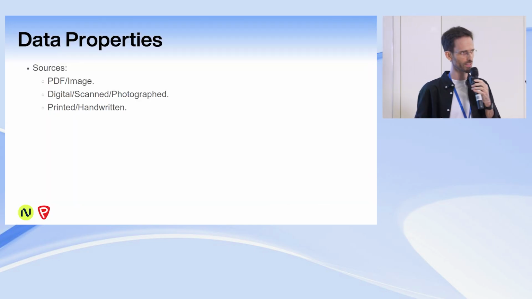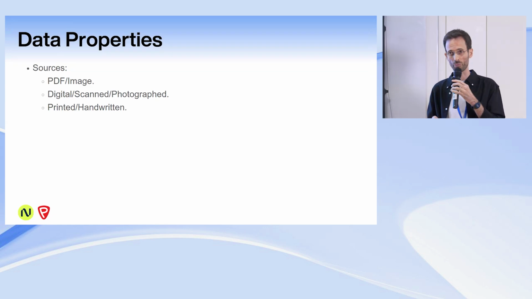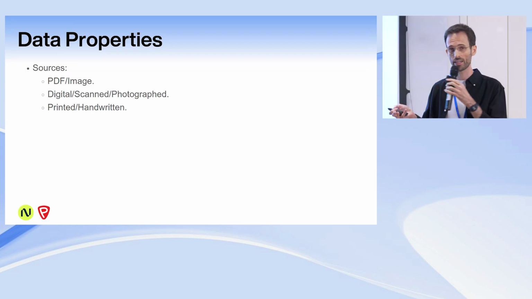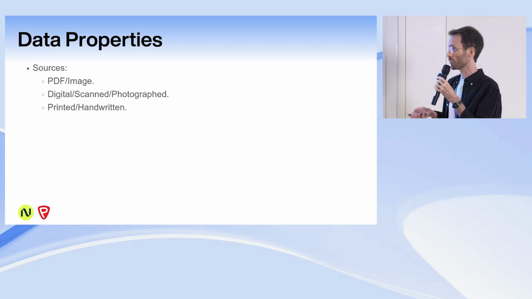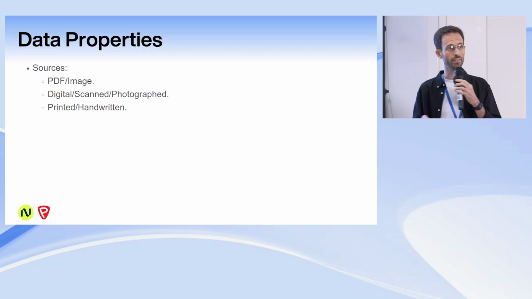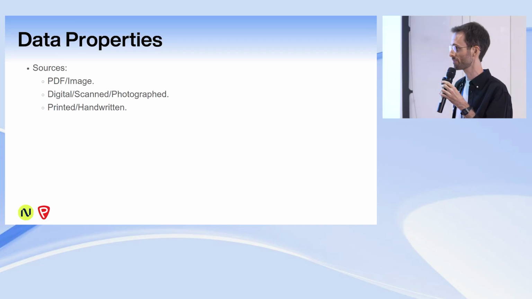First of all, in terms of the sources of such documents, they can come in the form of a PDF or an image. They can be either digital, scanned, or photographed. And of course, they can be printed or handwritten. And it affects the clarity of the document, and we had to deal with it.